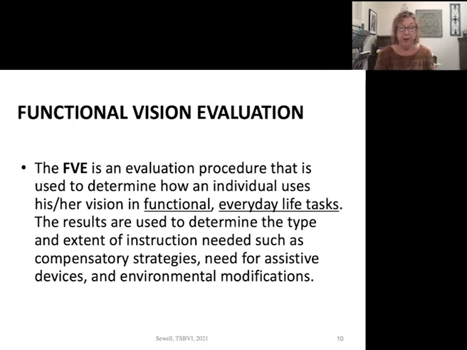The functional vision evaluation is an evaluation procedure that's used to determine how an individual uses his or her vision in functional everyday tasks, everyday life tasks that your particular student is doing. The results are then used to determine the type and the extent of instruction needed, such as compensatory strategies, a need for assistive devices, and environmental modifications.